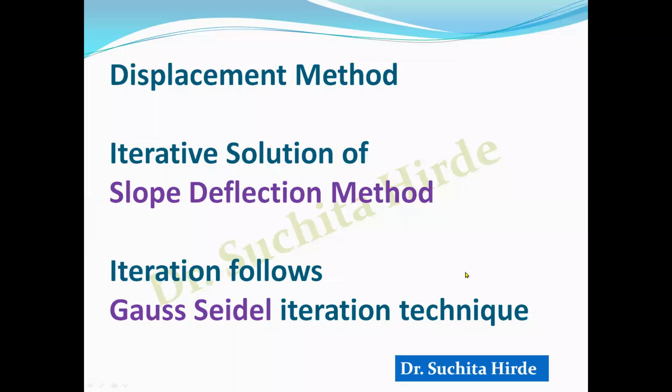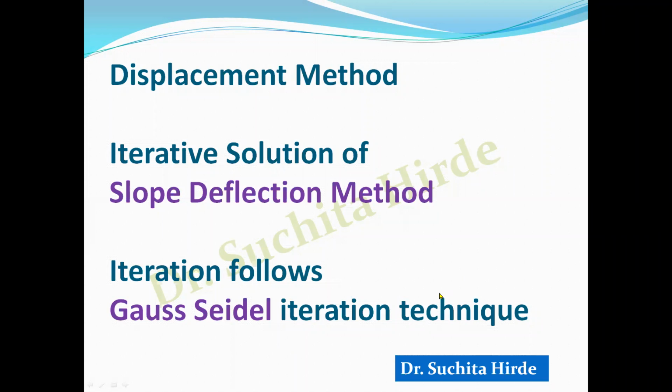You know that in structural analysis, we have force methods and displacement methods. So as this Kani's method is derived from slope deflection method, this is also a displacement method. And this is nothing but iterative solution of slope deflection method. And this iteration follows Gauss-Seidel iteration technique. In appearance, Kani's method looks like moment distribution method.